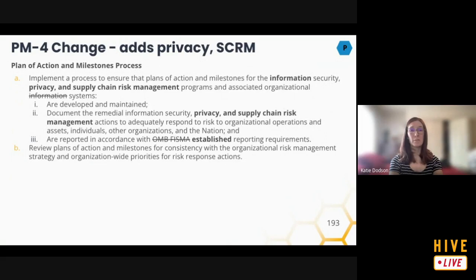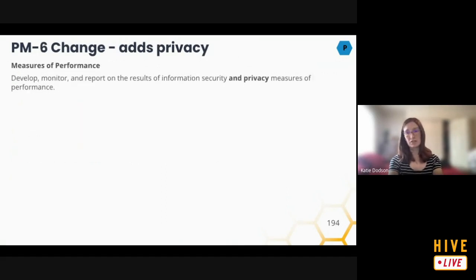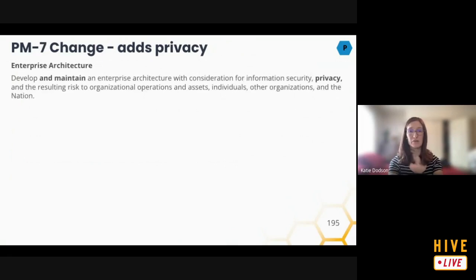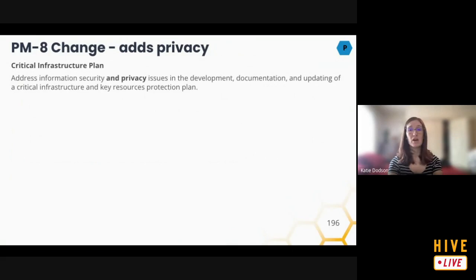Review plans of action and milestones for consistency with the organizational risk management strategy and organization-wide priorities for risk response actions. PM6 was modified to add privacy, so develop, monitor, and report on the results of information security and privacy measures of performance. PM7, develop and maintain an enterprise architecture with consideration for information security, privacy, and the resulting risk to organizational operations and assets, individuals, other organizations, and the nation.